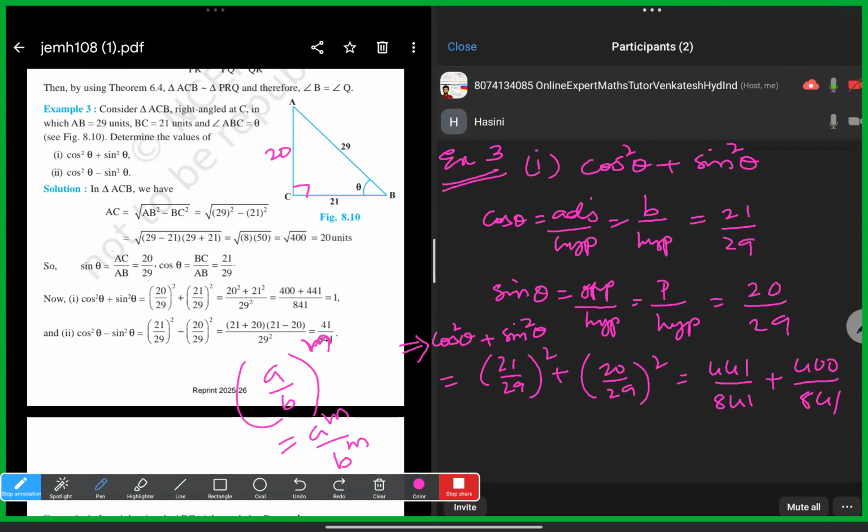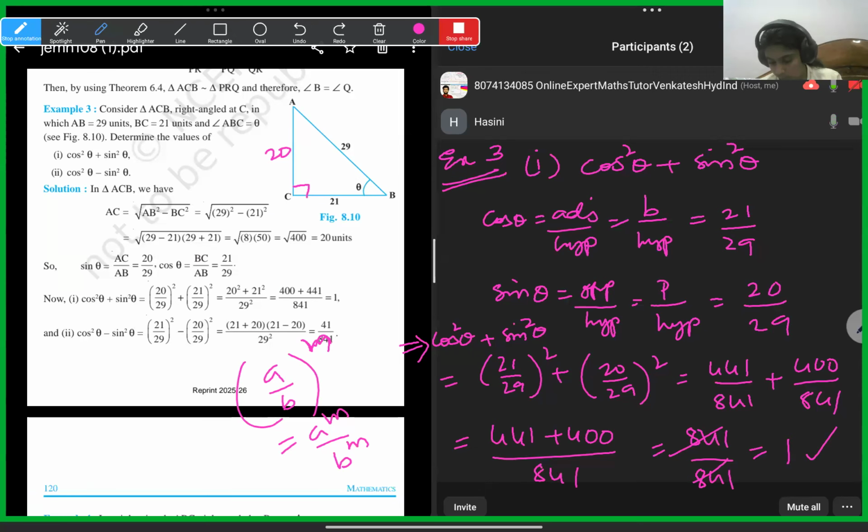So finally, 20 square is 400, 29 square is 841, Hasni. Here similarly, 21 square is 441 and 29 square is 841. Any doubt, Hasni? No, sir. So now, since the denominators are already the same, Hasni, we'll just add the numerators, which is 841 by 841. We need not do the LCM.